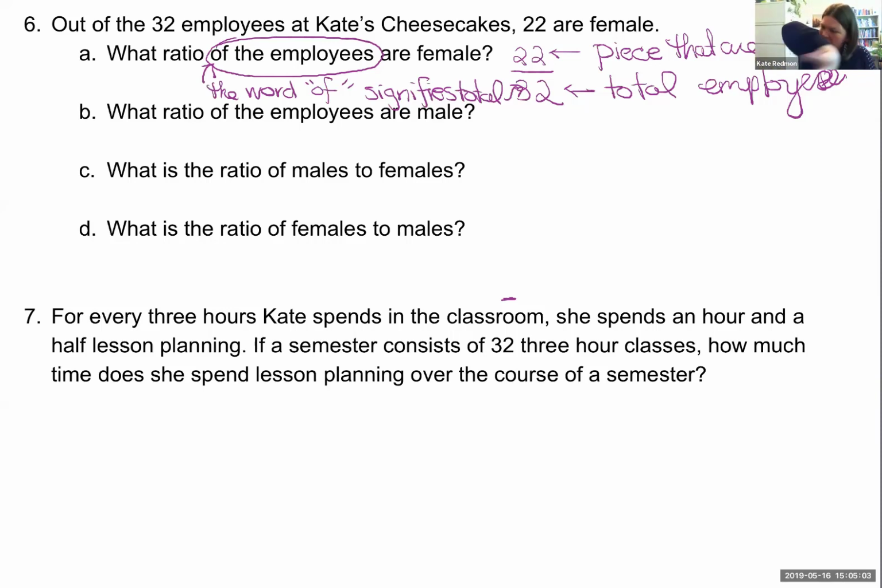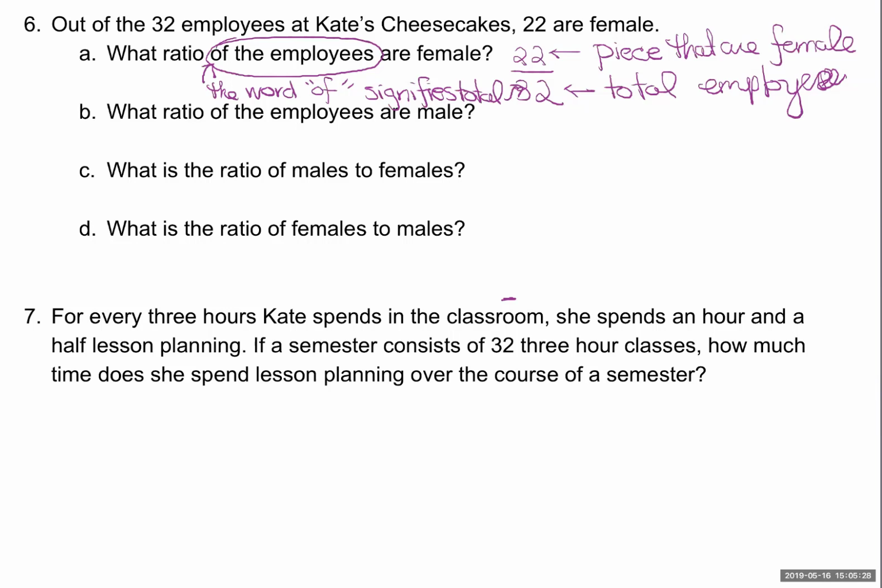So what ratio of the class? What ratio of the employees? What ratio of your paycheck? Where that "of" represents that total. And then you use the to-be verb, like "is female," "is spent on groceries," "are eaten up in a week." That's talking about the piece. Does that make sense?